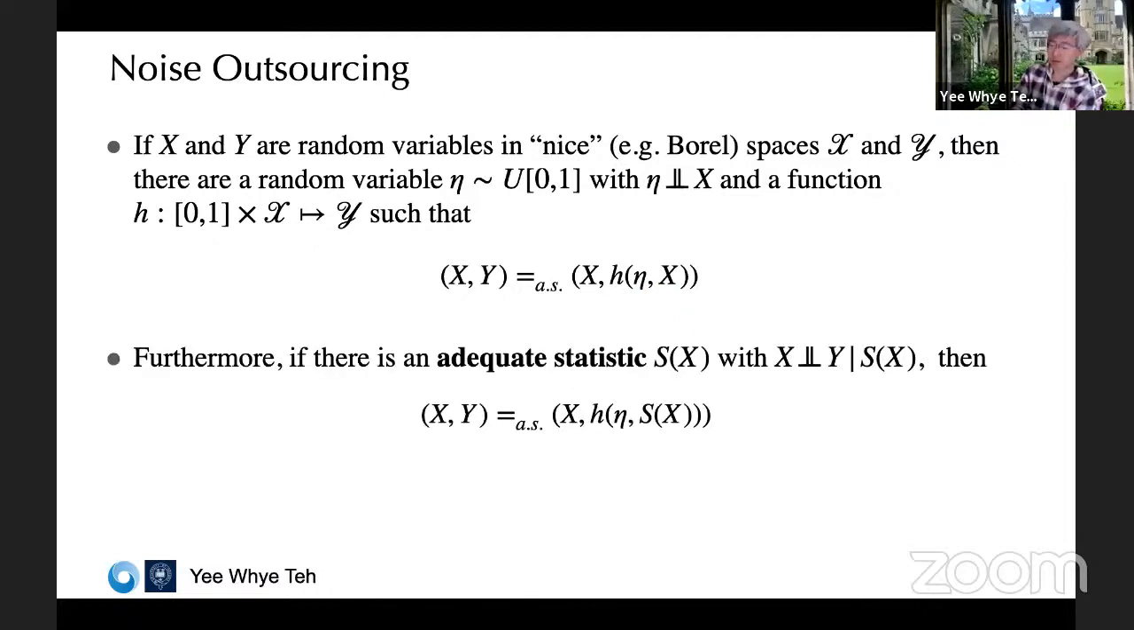And suppose that there's some statistic, which is what's called an adequate statistic. A statistic is simply some function of x, and an adequate statistic is one where x and y are conditionally independent given s of x. Then we can write y as a function h of our outsourced noise, eta, and the adequate statistic.